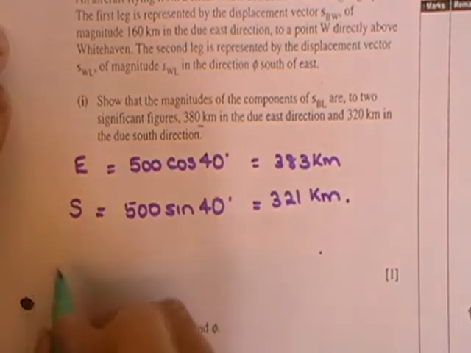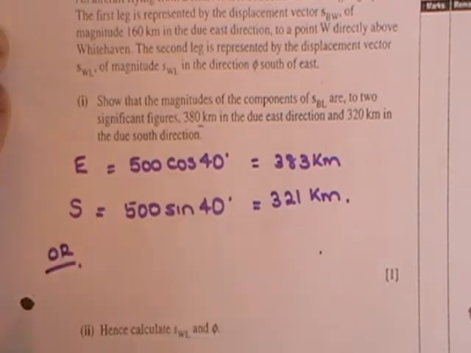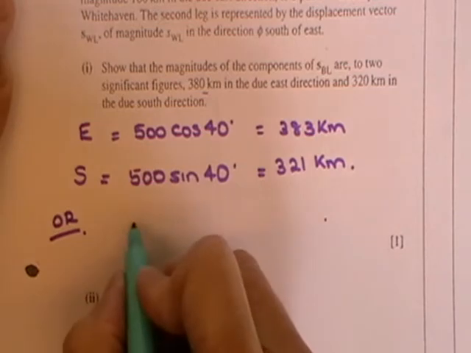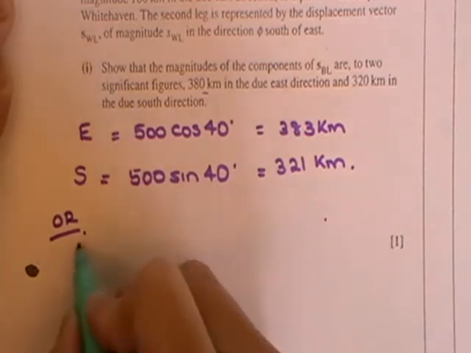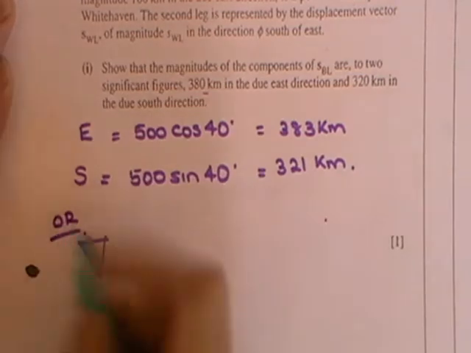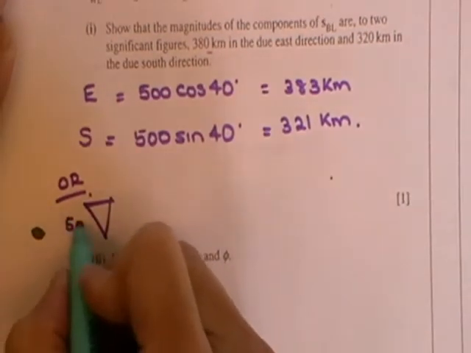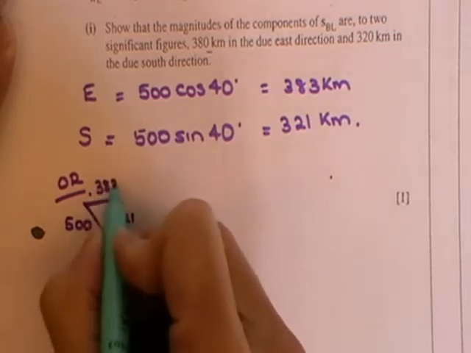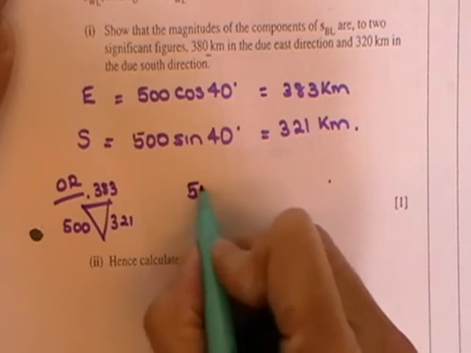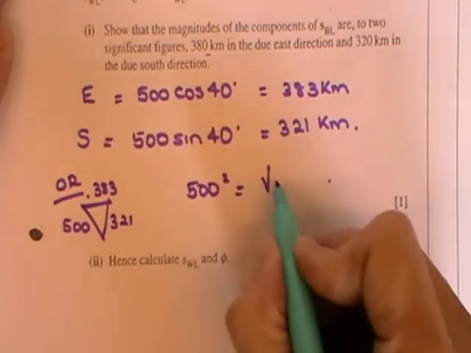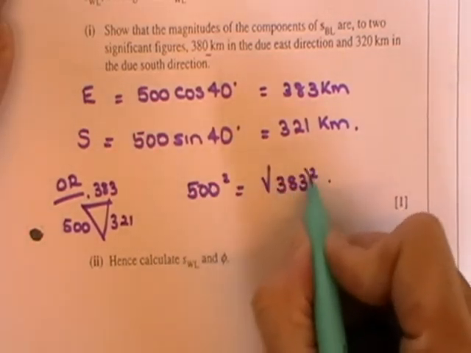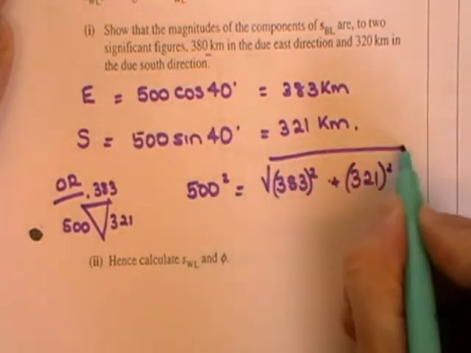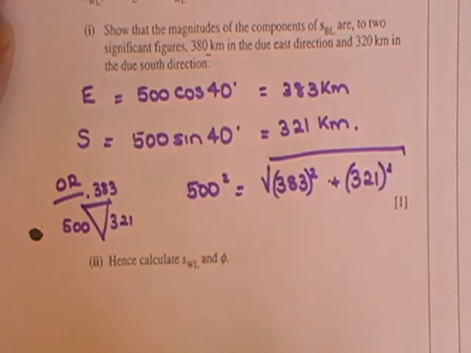There is an alternative, and the alternative is that you could have just proved Pythagoras' theorem using those numbers. So the hypotenuse of the triangle would have been 500. We'll just draw that out very briefly. They're suggesting that the hypotenuse would be 500, that this would be 321, and this would be 383. So if that was true, then 500 squared should be equal to 383 squared plus 321 squared, square root of the whole thing. And that is true, that is the case.